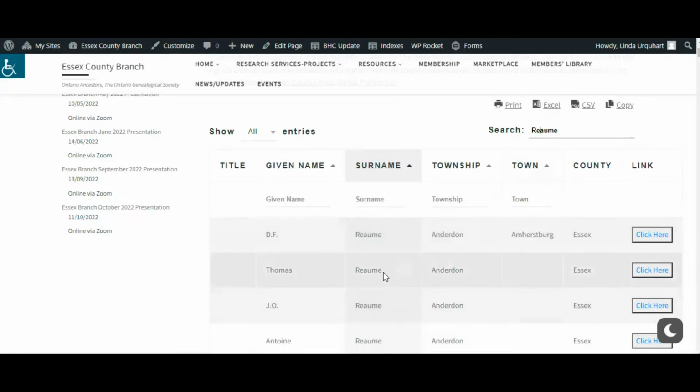If I'm interested in this one, Thomas Ream, I would click here and it takes me actually to the link to the University of Montreal site. And it shows that Thomas Ream was born in Essex County. He's a farmer. He settled there in 1849 in the township of Anderdon. And this atlas is from 1881. He's in concession 1, lot 18, and his lot size is 50 acres.